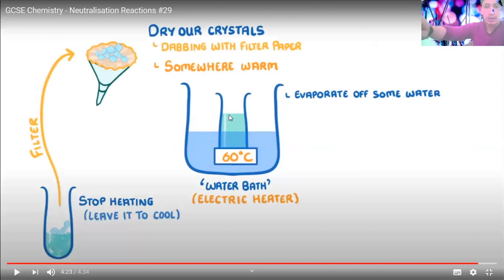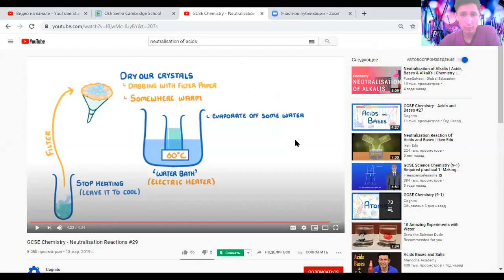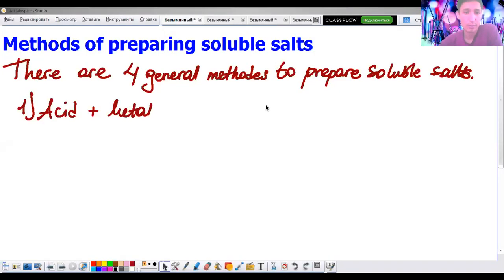Okay, and actually here is showing the physical ways to prepare soluble salts. Now I will show you the chemical ways, and I will show you the chemical reactions of how to produce soluble salts. Let's start. First of all, there are 4 general methods to produce soluble salts.